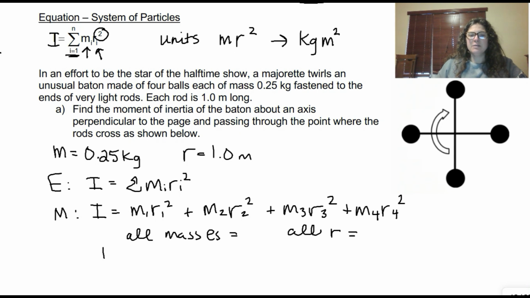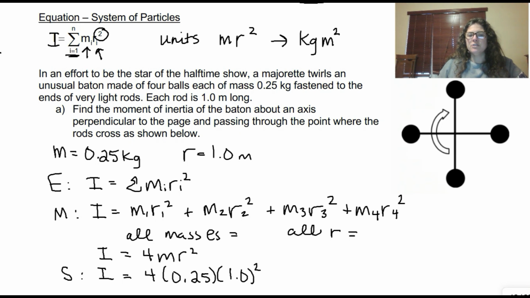Because of that, we can simplify our equation to be 4 times the mass of the object times the radius squared. Then I can finally substitute in, and I get my moment of inertia is equal to 4 times the mass, which was 0.25 kilograms, times the radius, which was 1.0 meters squared, and that gives me 1.0 kilogram meters squared for my moment of inertia.